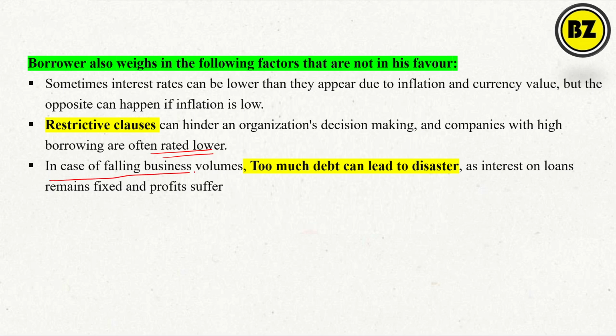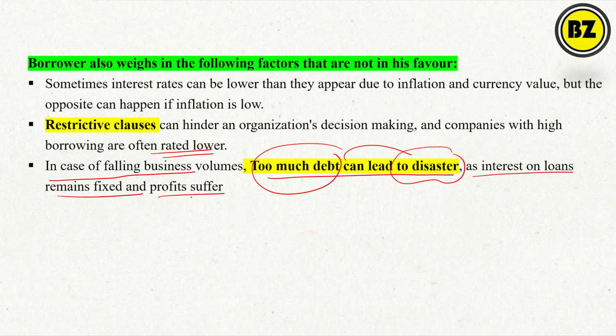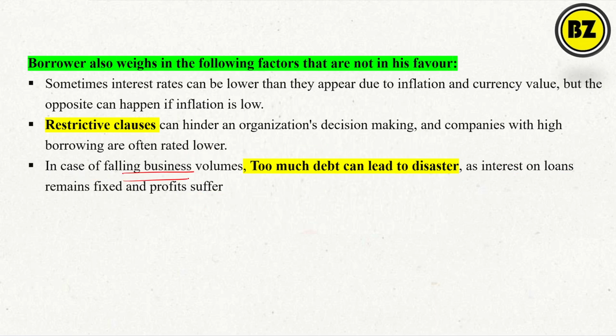In case of falling business volume, too much debt can lead to disaster, right? Obviously, if you have a lot of loans, there are chances you are heading to disaster, as interest on the loan remains fixed and profit suffers. So obviously, if your business is decreasing, that means there is some recession and your business is not performing, then the debt can be a disaster for you. How will you repay the loan, right? In such cases, interest on the loan remains fixed and profit will suffer. These are all the disadvantages of the term loan from the borrower's point of view.